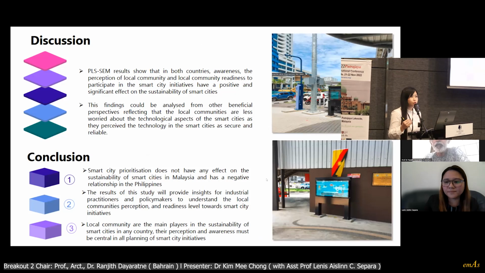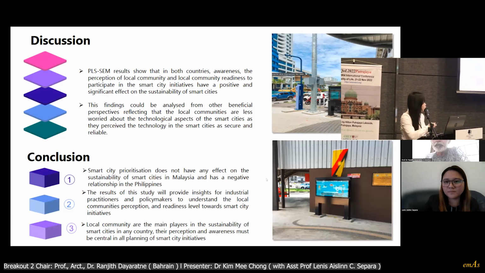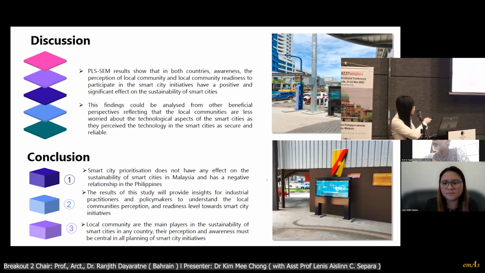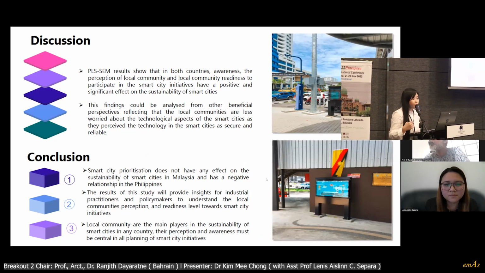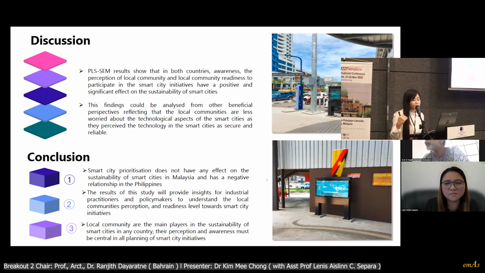As we discuss the result here, local community perception is very important, and also their awareness. All these pictures are real pictures from our project last year, where digital signage was installed. But from our previous study, we learned that the local community doesn't really focus on this and somehow doesn't notice it. What is the purpose of it?